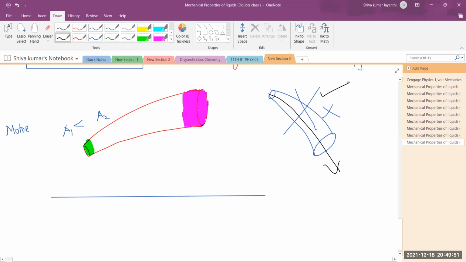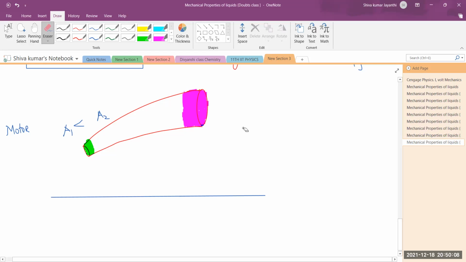The area of efflux is smaller than the area of influx. If this is the situation, the liquid has to be pushed from this side like this. So gravity will push it instead of the motor. That's why we don't take it that way; we have to take it this way only. That's the main thing we should understand.